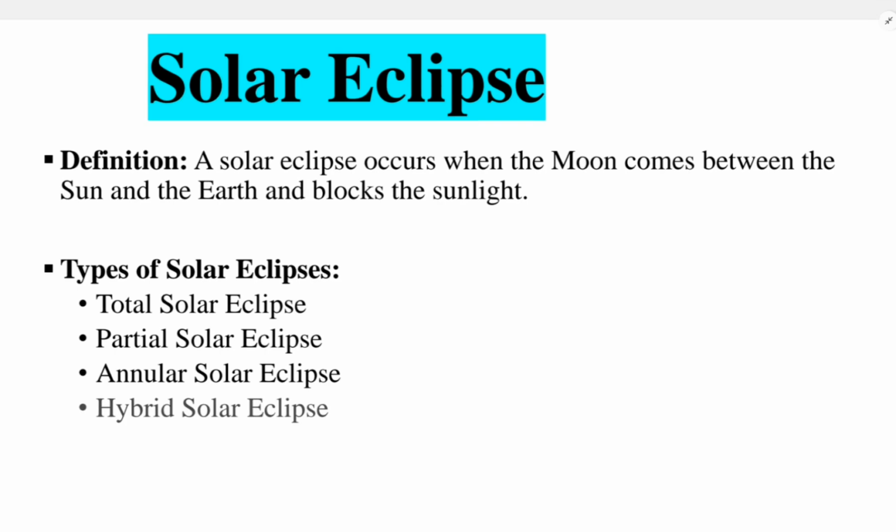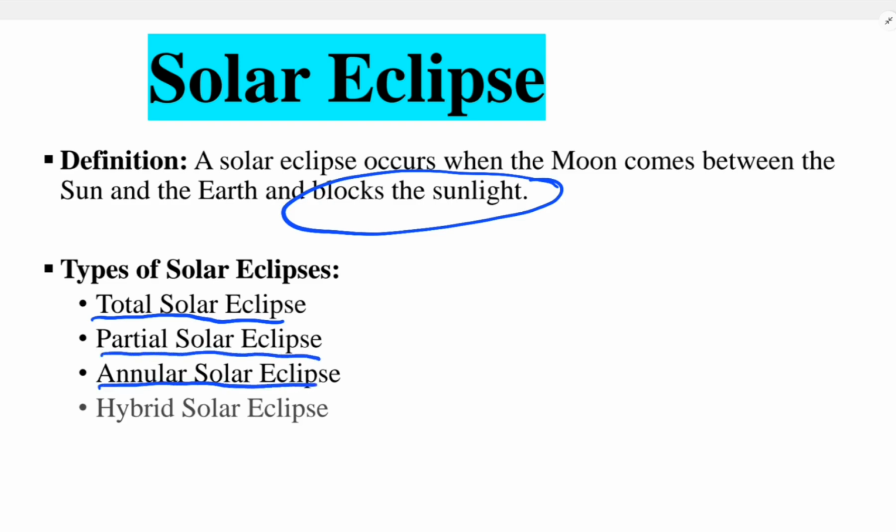The solar eclipse occurs when the moon comes between the sun and the earth and blocks the sunlight. There are four types of solar eclipse: total solar eclipse, partial solar eclipse, annular solar eclipse and hybrid solar eclipse.